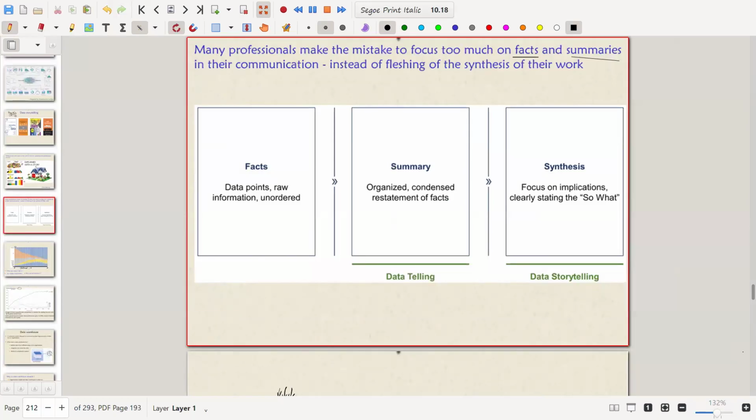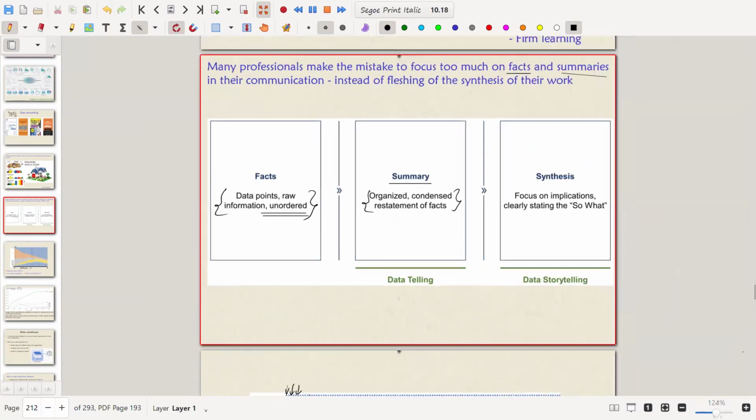So these are the facts, like data points, raw information, unordered. Then we have to clean it and arrange it in a proper way to understand. Then we summarize them in an organized fashion, condensed into facts. This is data telling. After that, you focus on the implications, like so what? I mean, you gave me this plot, so what information does it give me?